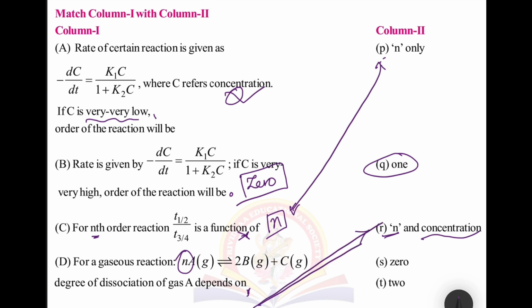Rate of certain reaction is given as Q here. Q means 1. Rate is given by, here C is very high, then the order of the reaction is going to be 0. Then for nth order reaction, it is going to depend on n. For a gaseous reaction, the degree of dissociation depends on n as well as concentration. N is the stoichiometric coefficient.